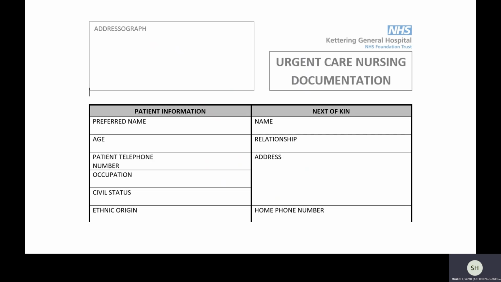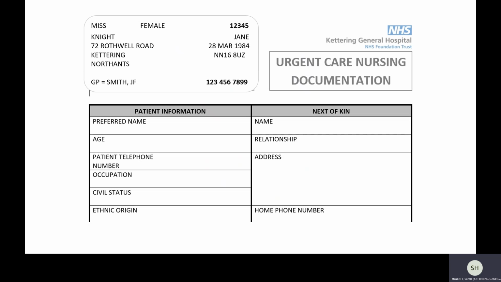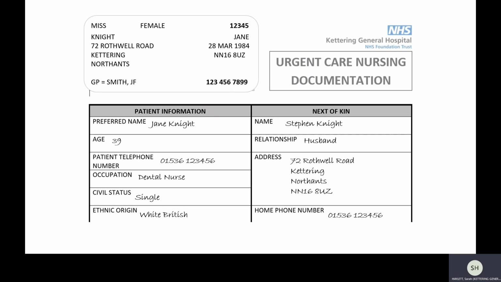Firstly, it's important we ensure there is an identification sticker at the top and that all the patient details are correct. For the purpose of this exercise, we are admitting a lady called Jane Knight. Jane is 39 years of age and we have the correct telephone number and we have documented her occupation, her civil status and her ethnic origin. It's important we get the next of kin details. So we have Stephen Knight, who is her husband, we have his address and his home phone number.